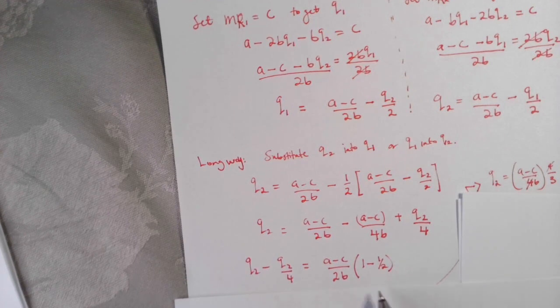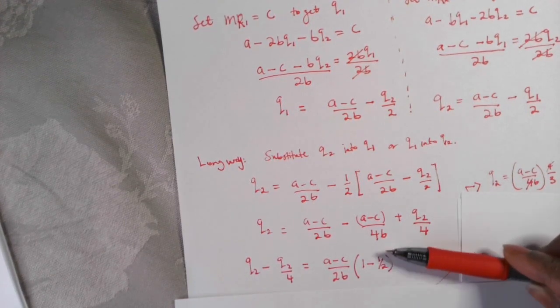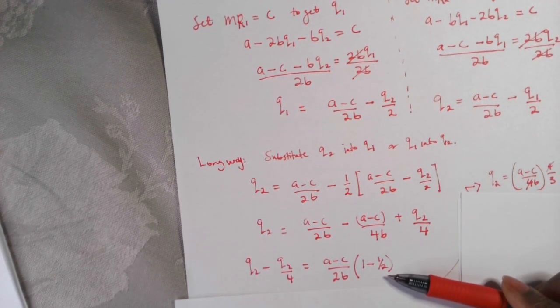Now, this is a little trick that I pulled. So what I did is I factored out a minus c over 2b. I factored that out and got this 1 minus 1/2, right? So if I multiply this a minus c over 2b by 1, I get that. And if I multiply a minus c over 2b times negative half, I get negative a minus c over 4b. Do you see that? Okay, if you do not see it, please pause the video and stare at it a little bit more to see how I got that.